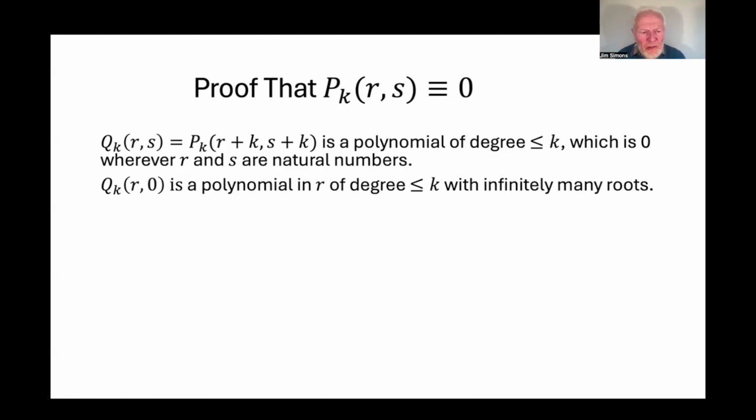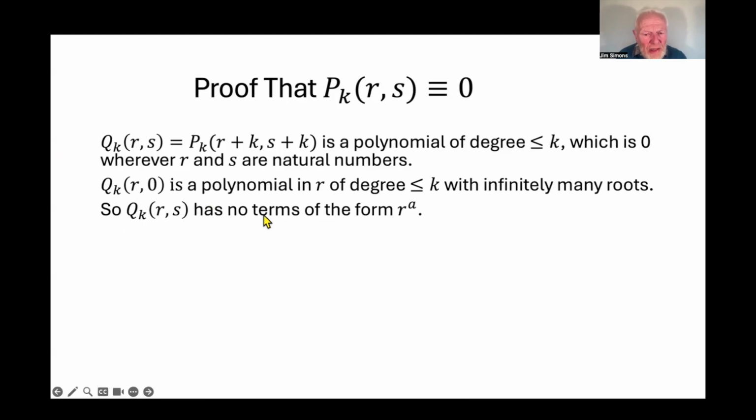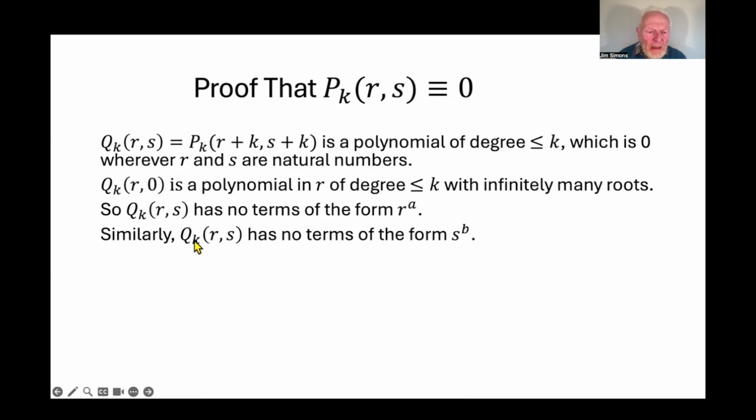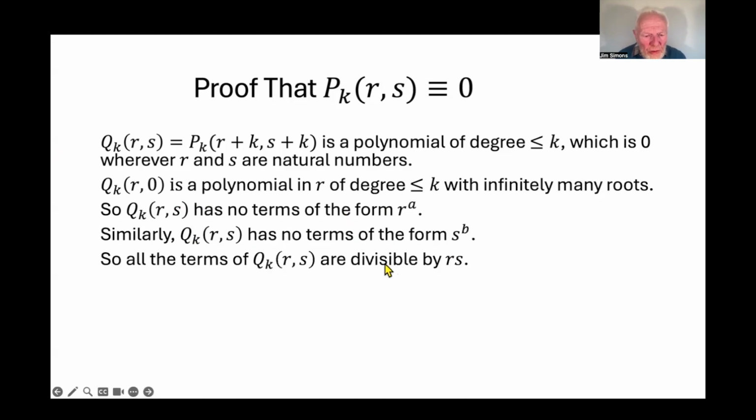Well, that doesn't happen, does it? So that is actually 0, which means that this thing has no terms of the form just R to the A, because they're the ones that would survive if you set S equal to 0. And of course, in the same way, this has no terms in the form S to the anything. So all the terms are divisible by RS.